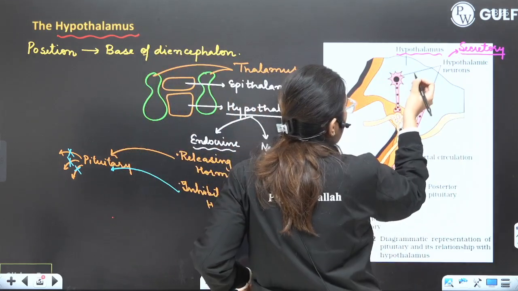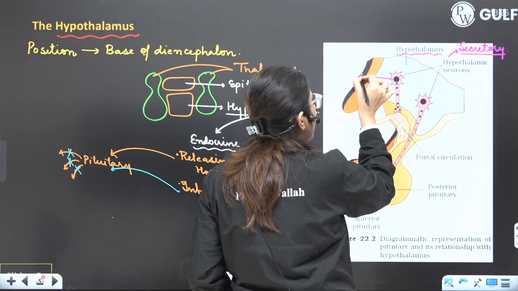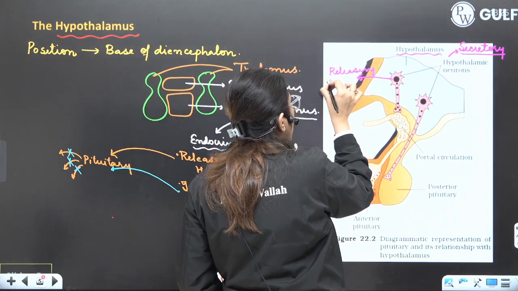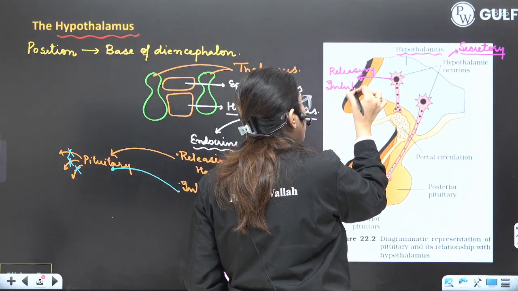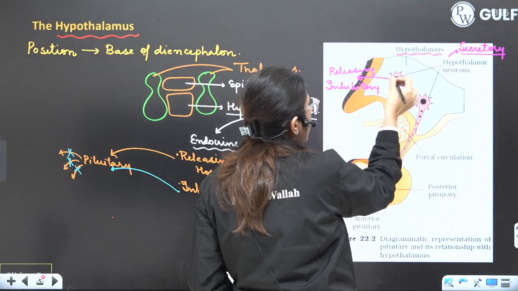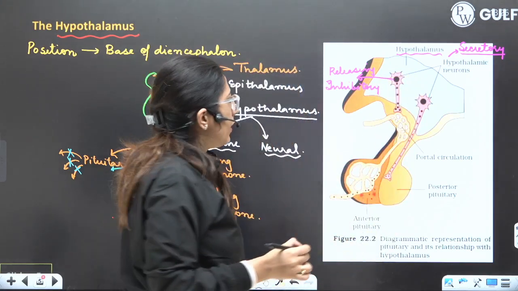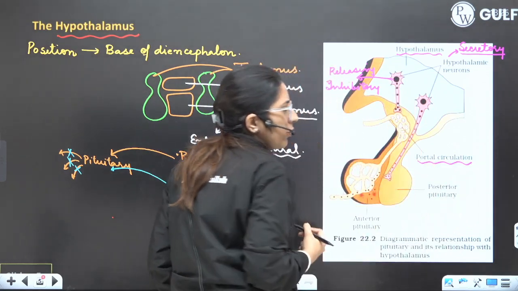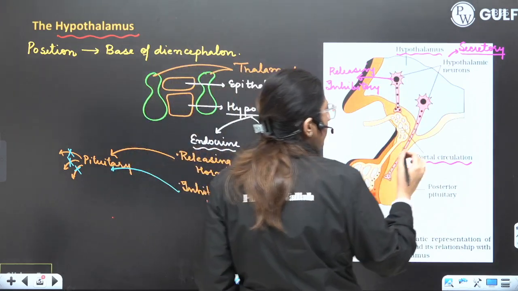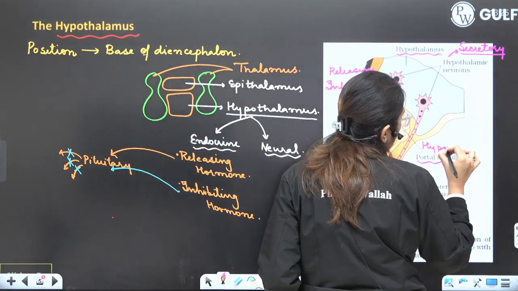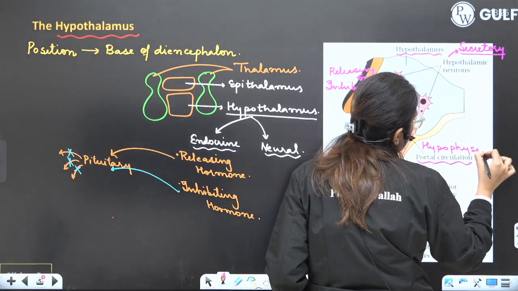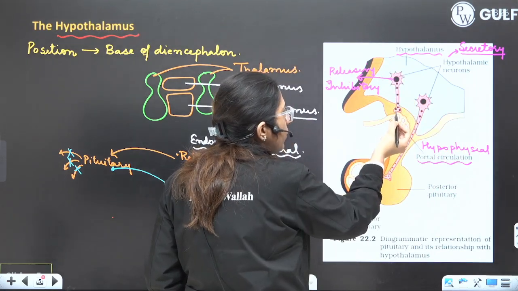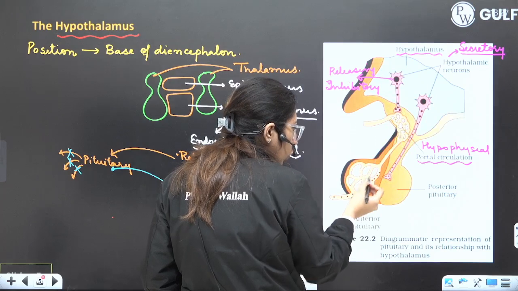Some neurons, which you can see over here, release releasing hormone and inhibiting hormone. Now listen very carefully. These neurons secrete two types of hormone. These hormones go to a circulation termed the portal circulation, another name is hypophyseal portal circulation. This circulation is between the hypothalamus and the anterior pituitary. With the help of this circulation, the releasing and inhibiting hormones go to the anterior pituitary.